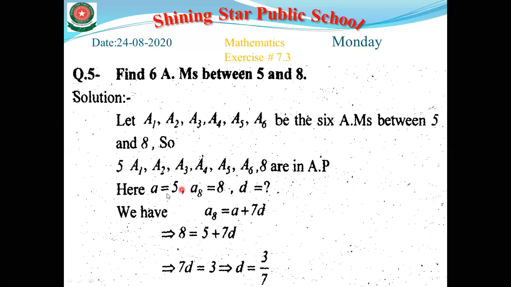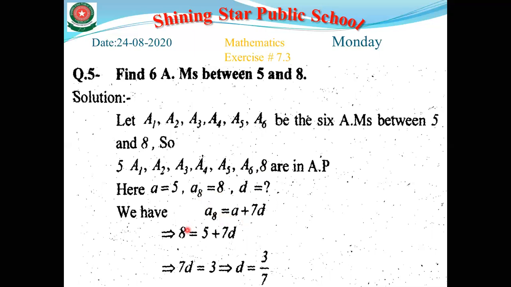Here A is 5 and A8 is 8, because 5 is the first term, second, third, 4, 5, 6, 7, 8. So the 8th term means A8 is 8. Now we have to find D, simple. So A8 means A plus 7D, according to the formula, because n minus 1 is 7.